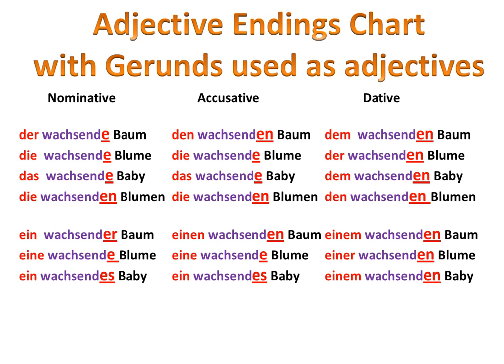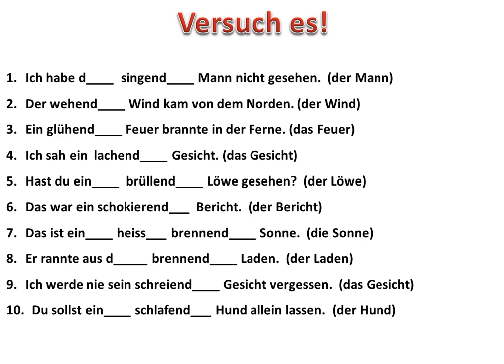So let's go a step further. All I've done is take that previous chart, and now I'm using it with gerunds that I am using as adjectives. So in this case, I'm just using wachsend, which means growing. So the growing tree. What I'm trying to show here is that gerunds also take adjective endings. So when you use them as adjectives, they take those endings, and it's basically the same as the previous chart. Okay, so now we're going to try it. And if you want to stop the video and determine it on your own, you're free to do that.